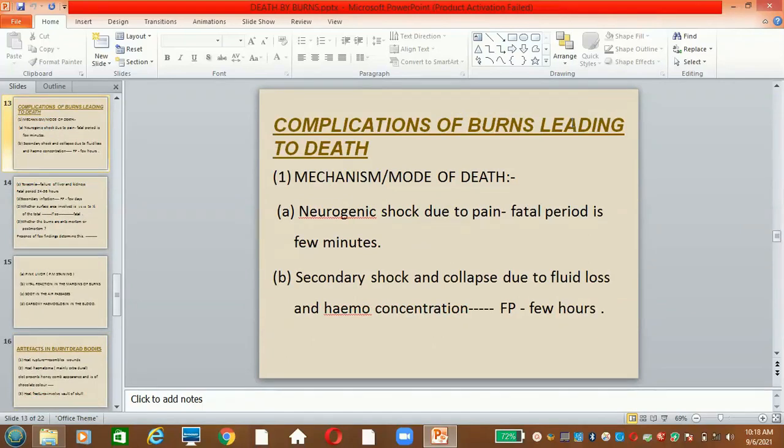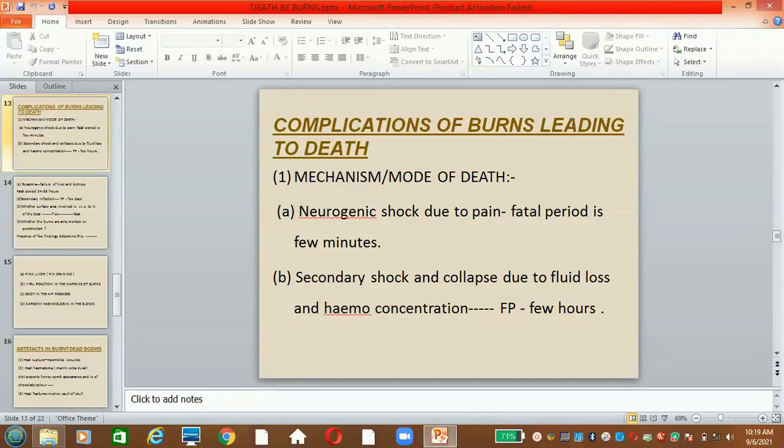Now we will discuss complications of burns leading to death and various other medico-legal aspects of burns. Number 1, mechanism and mode of death in cases of extensive burning. The person may die due to neurogenic shock as a result of extreme pain. It is said that superficial burns are very painful as compared with deep burns. Person may die at times within few minutes.